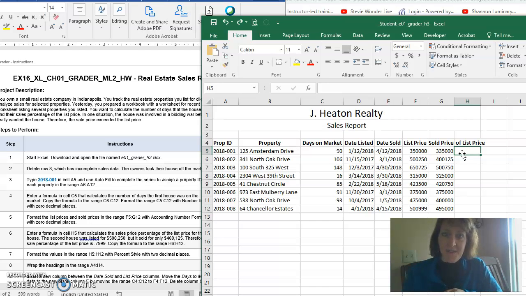In cell H5, we're going to type the equal sign. We always start with the equal sign. Then I'm going to click on G5, divided by F5. As always, you should be clicking on those cells, not typing them in. When you're ready, press enter on the keyboard and see if the answer seems reasonable to you. It's telling me that the sold price was about 96% of what they were asking, and to me, that seems reasonable.